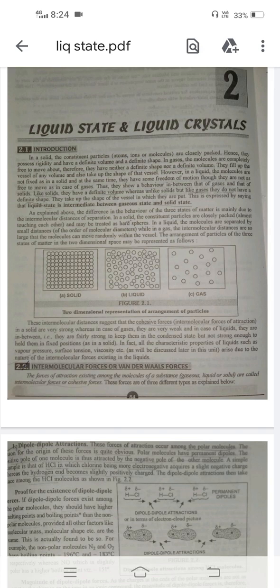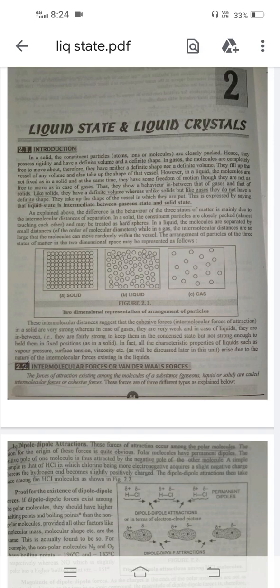However, in a liquid, the molecules are not fixed as in a solid, and at the same time, they have some freedom of motion, though they are not as free to move as in the case of gases. Thus, they show a behavior in between that of gases and that of solids. Like solids, they have a definite volume, whereas unlike solids, but like gases, they do not have a definite shape. They take up the shape of the vessel in which they are put. This is expressed by saying that the liquid state is an intermediate between the gaseous and solid states.